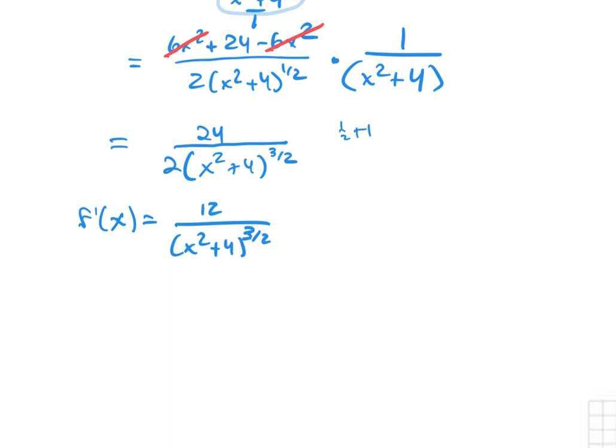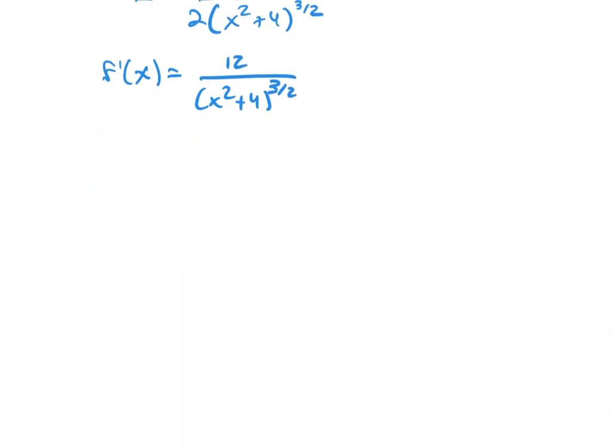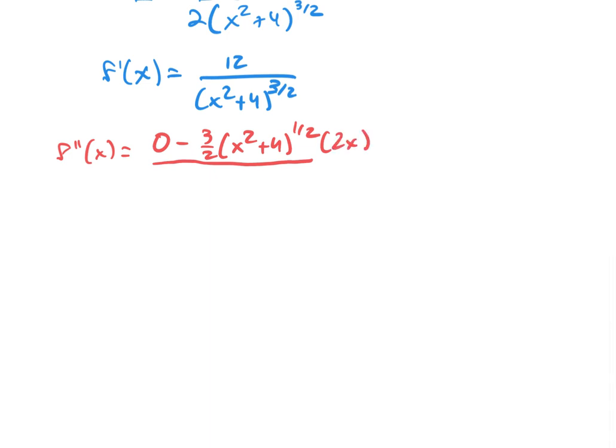All right, so now let's look at the second derivative, okay? Second derivative. So we're going to take the derivative of the top. So again, we're going to do quotient rule. Derivative of top would be 0 minus the derivative of the bottom, which would be 3/2 times x squared plus 4. If you subtract 1 there, you get 1/2 times the inside, which is derivative inside, which is 2x, times the top, which is 12, all over x squared plus 4. And that would be 3/2 times 2, which would just be 3.